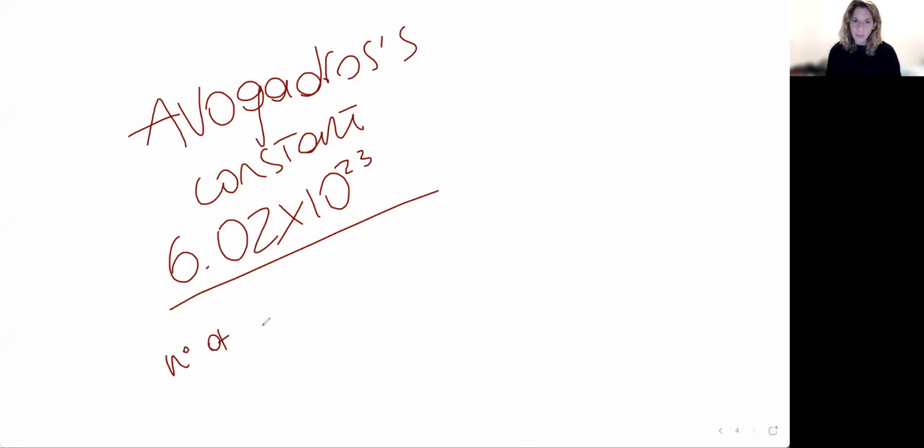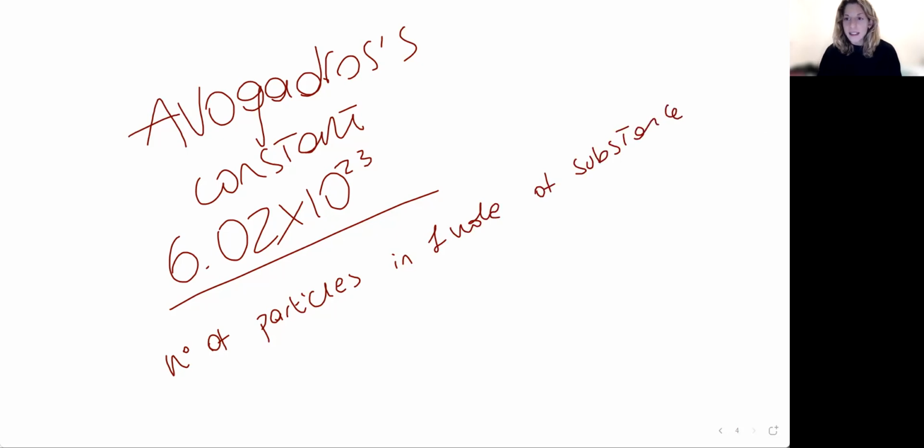So number of particles in 1 mole of substance. So it's important to understand that particles, it could be the number of electrons, but also the number of molecules, or maybe just the number of atoms or ions. So this number of particles can be molecules. It could be atoms. It could be ions, or it could even be electrons.